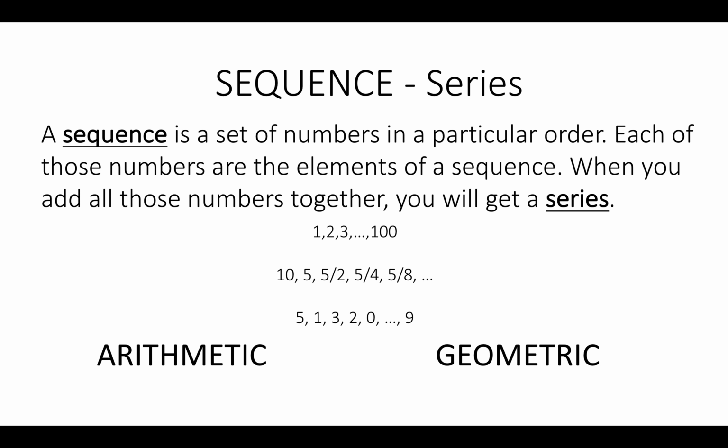All right, so we see here that a sequence, let me get my pen out, is a set of numbers in a particular order. Each of those numbers is an element of the sequence. When you add all those numbers together, you get a series. Now, I gave you 3 examples here, as you can see. Here we have a set of numbers in a particular order.